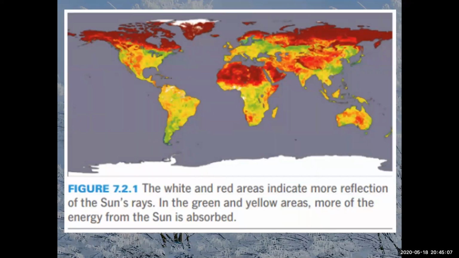Here on this map, this is a picture from your textbook, we can see that the white and red areas indicate more reflection of the sun's rays. And in the green and yellow areas, you get the sun's energy being absorbed. If you have a look at where those areas are, you'll see that the white zones are obviously the ice caps. The red zones are a lot of the desert or the tundra areas that are quite reflective. And the green and yellow areas are the more forested areas that allow more absorption of the sun's energy.